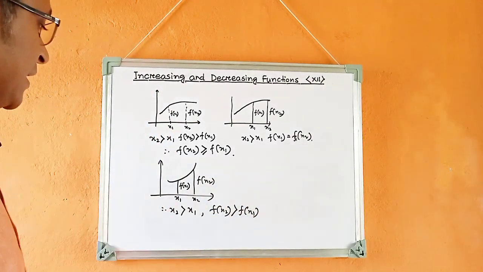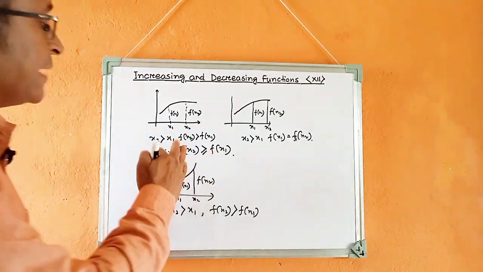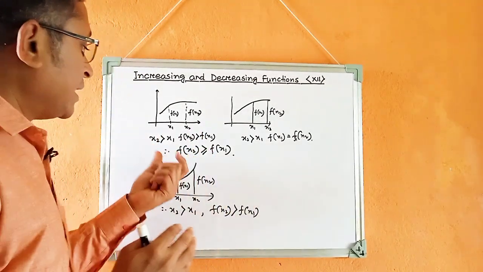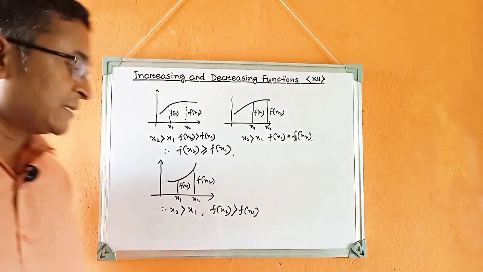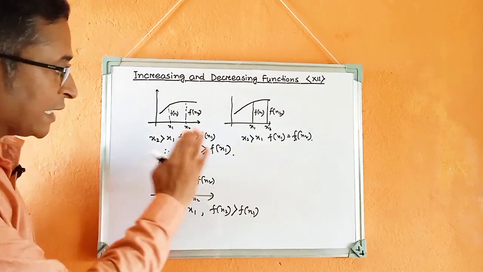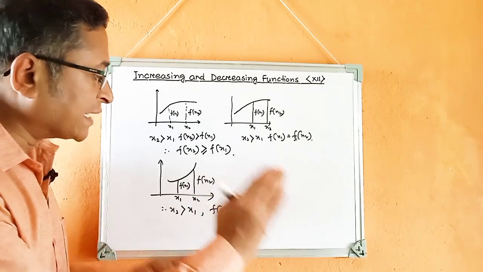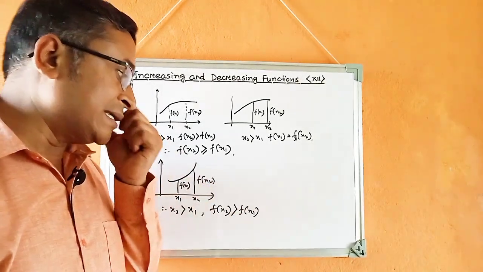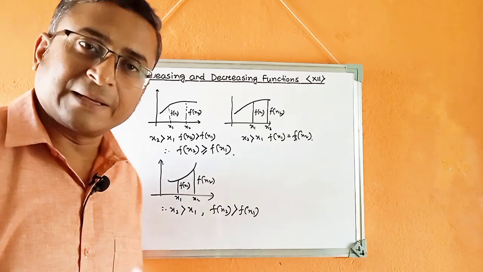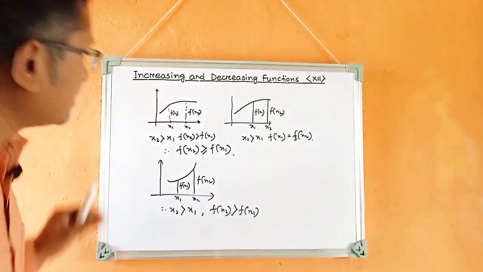I repeat, this is an increasing function: f(x2) greater than or equal to f(x1). That is an increasing function. But here, look at the graph, f(x2) is greater than, only greater than, not equal to, f(x1). That is a strictly increasing function. Now decreasing function. See carefully.